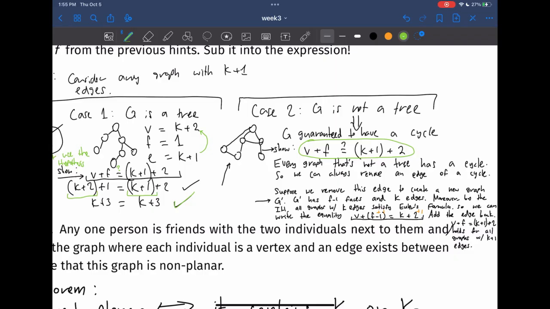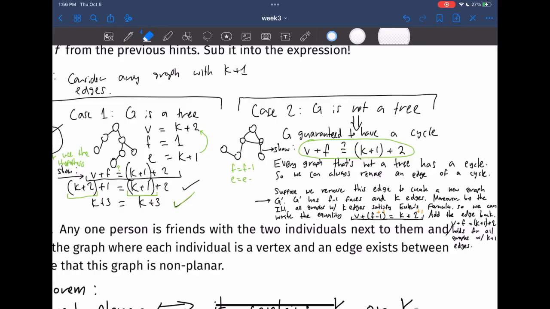So indeed, every graph that's not a tree has a cycle, so we can always remove an edge of the cycle. For example, for this graph, we can perhaps remove this edge right here. And if we remove it, notice that we reduce the number of faces by 1, and also the number of edges by 1.